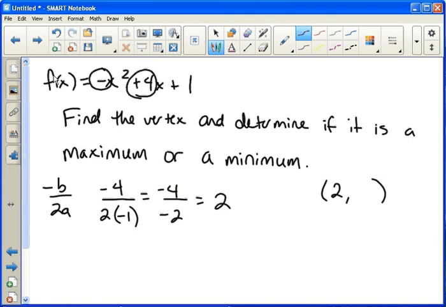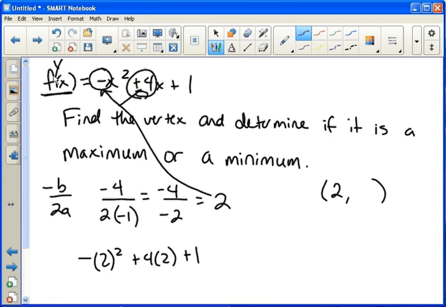So to find the y, we just need to plug the 2 in for the x's right here. So I'll get negative 2 squared plus 4 times 2 plus 1. So 2 squared is 4, and that becomes negative 4. 4 times 2 is 8. So I believe that is a 5. So we get the ordered pair 2, 5.